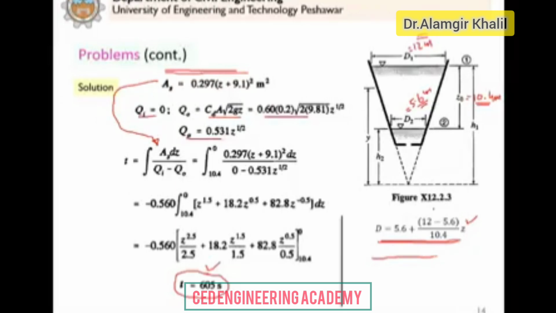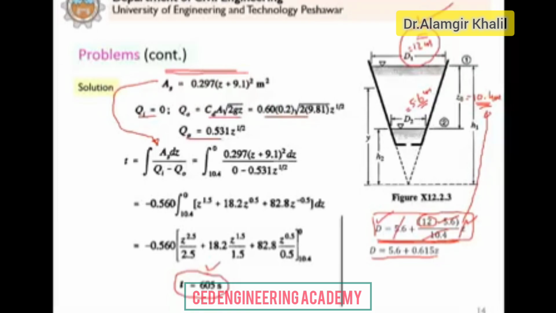Okay. If you want to check whether this equation is correct or not, let's say I want to calculate what is the diameter here. Let us calculate this value. So in here, when the diameter is 12 meter, what is Z? Z is 10.4. You put this as 10.4. When you put this 10.4, this cancels out with this 10.4. And this 5.6 cancels out minus 5.6. What are we left with? Diameter is 12 meter. And this is 12 meter.